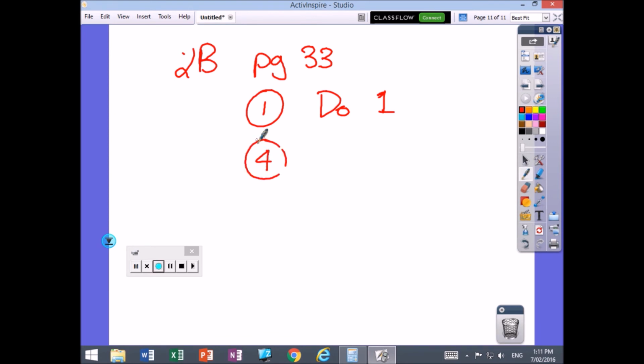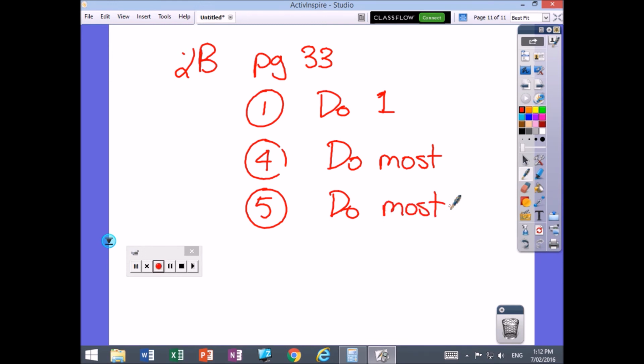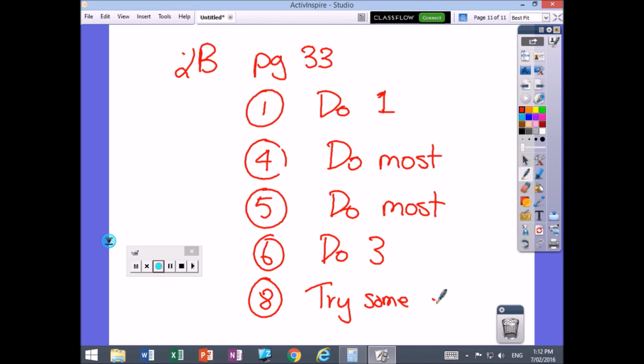And I think this is where you need some practice. I think you really need to do most of these. Again, I'm happy for you to bail out when you feel like you've got them. But this is pretty fundamental, okay? For 6, do 3. And try some. Okay, that's more of the extension stuff. Okay.